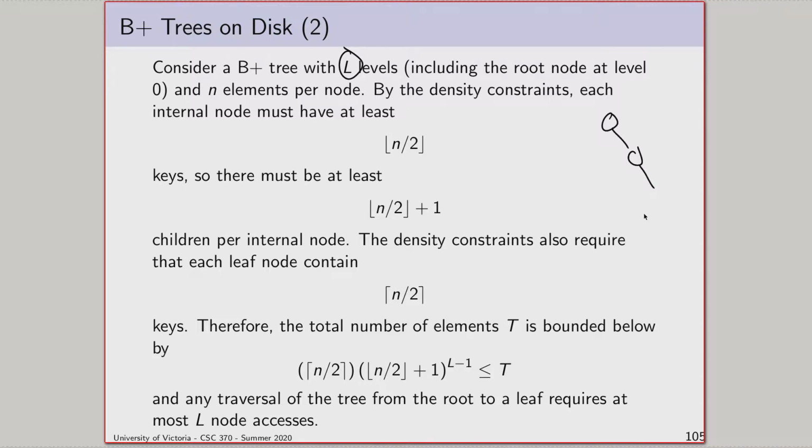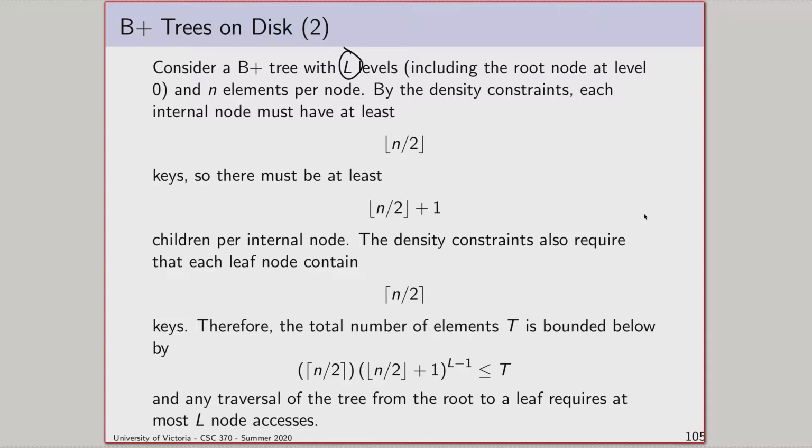So what I want to compute is, if I have a tree with 3 levels, what is the absolute minimum number of elements that can be in that tree? So if the tree is as empty as it's allowed to be by the density constraints, what is the minimum number of things it still has to contain if it has L levels? And this is implicitly assuming that L is not 1. So we won't worry so much about what happens if the tree only has 1 node, if it's just the root. Let's assume the tree has at least 2 levels, or probably more.